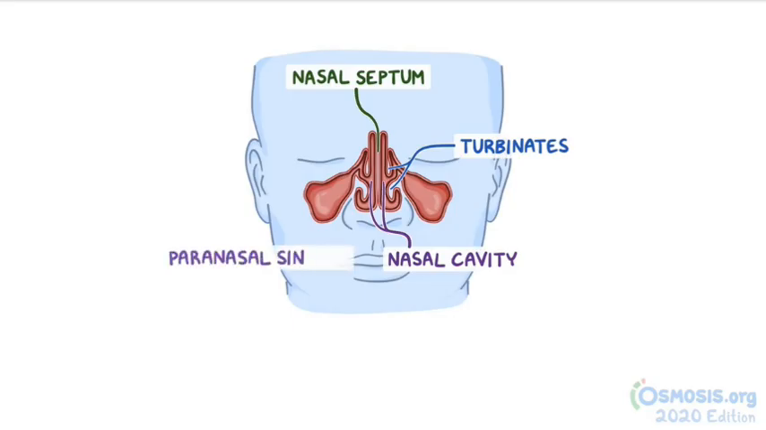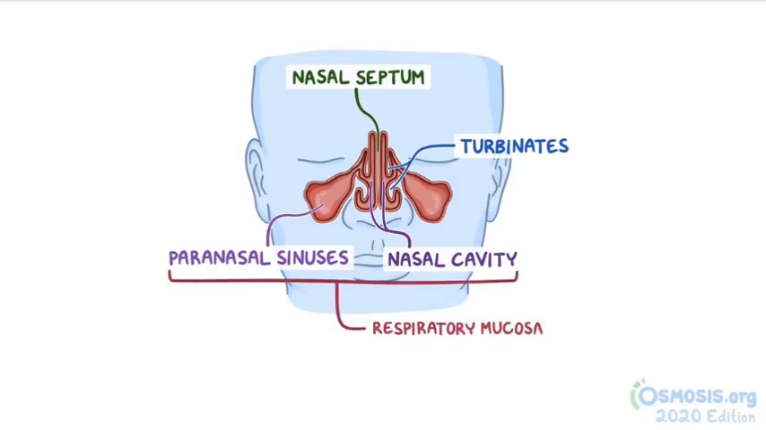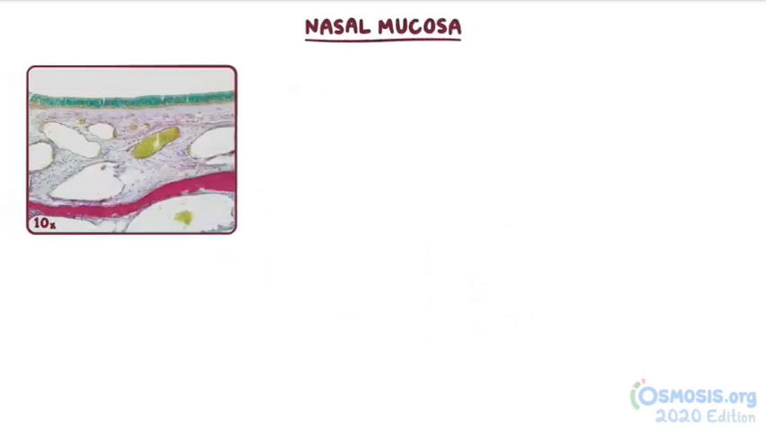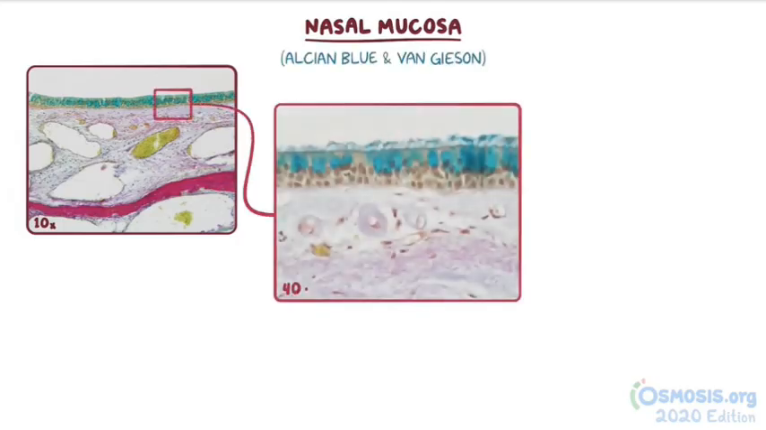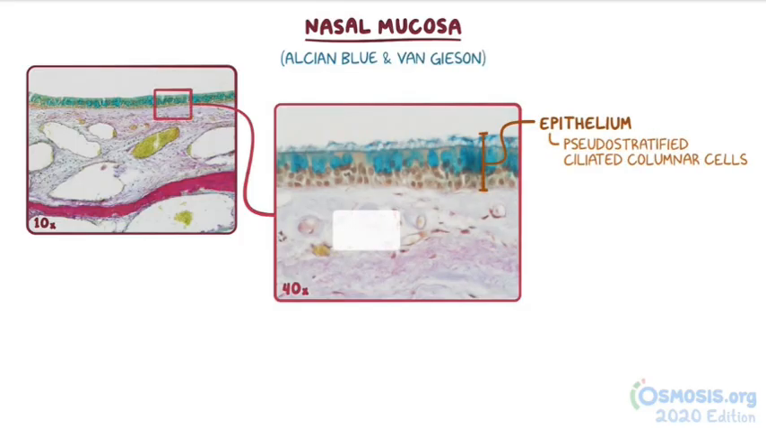Both the paranasal sinuses, as well as the majority of the nasal cavity, are lined with respiratory mucosa. Only the roof of the nasal cavity is lined with olfactory mucosa instead. This image of a human's nasal mucosa at 10x magnification was prepared with Alcian blue and Van Gieson stains. If we zoom in to 40x magnification, we can see that the epithelium consists of pseudostratified ciliated columnar cells, along with many goblet cells that can be easily identified in light blue, because of the Alcian blue stain.